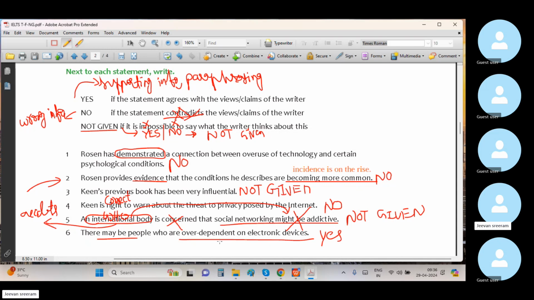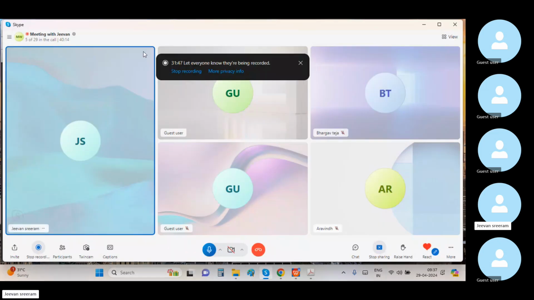There may be people who are over dependent, yes, we have just discussed. The author felt there might be people who can't stay away from the status update for at least 5 minutes. Yes, such people should stay away from the touch screen. So the author felt that there might be some people. Okay. Right.